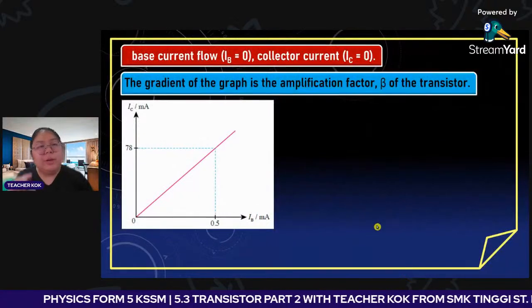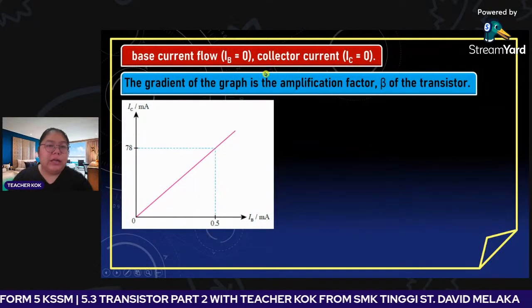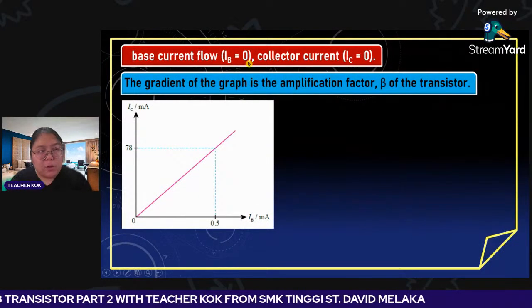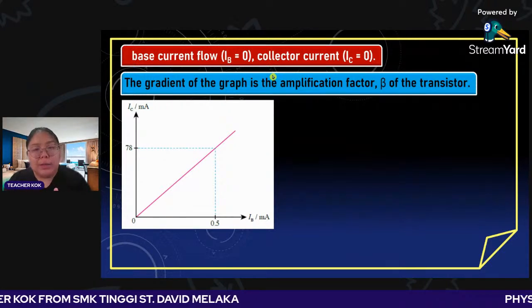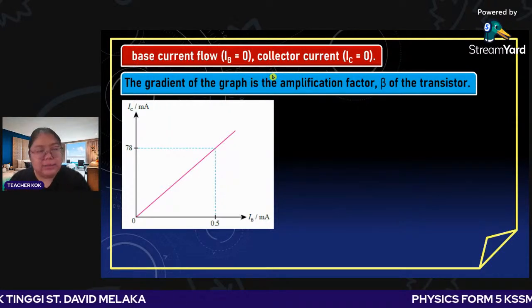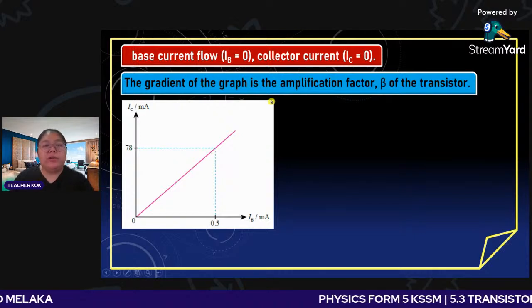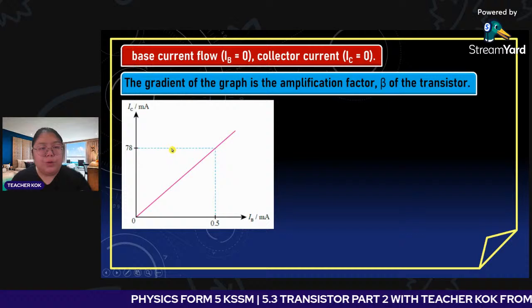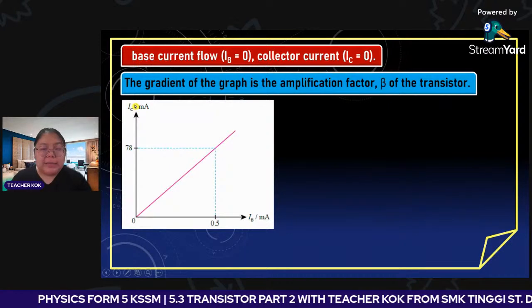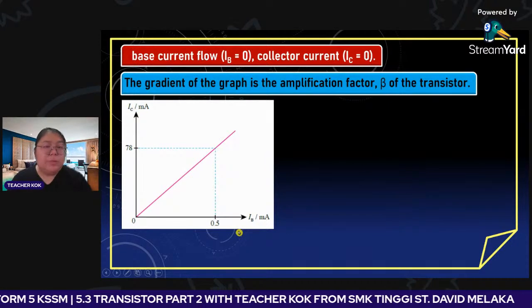Okay, if IB is 0, you no need to think about IC functioning. No IB, sure there is no IC. So the gradient of the graph is the amplification factor. This is one of the graphs to show you: 78 is IC, then IB is 0.5.